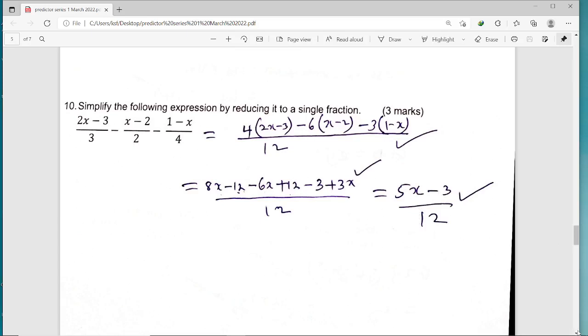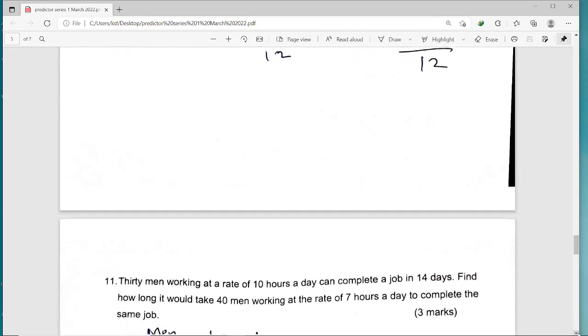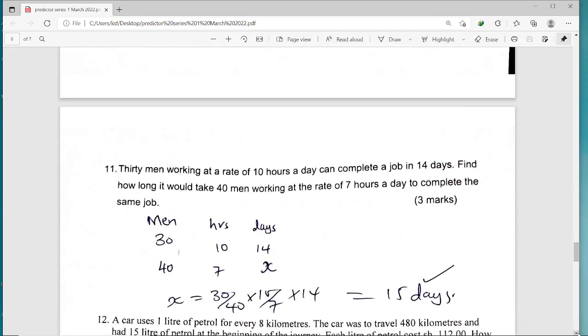We go to the next question, that is question number 11. Question number 11 is that 30 men working at a rate of 10 hours a day can complete a job in 14 days. Find how long it will take 40 men working at the rate of 7 hours a day to complete the same job. So what to do is just write men, hours, day. So 30 takes 10 and 14 days, 40 takes 7, and then the days is x. So we need to find this x.